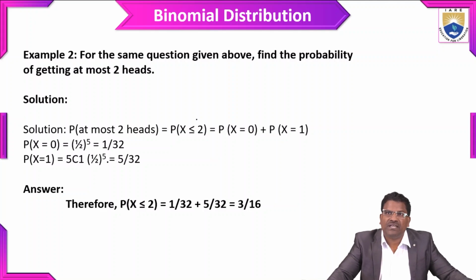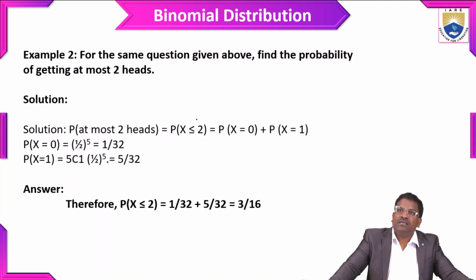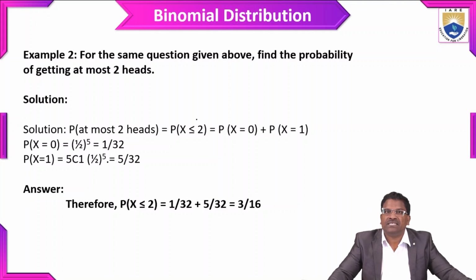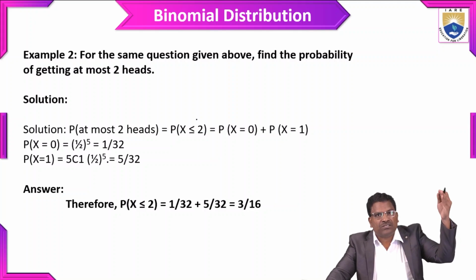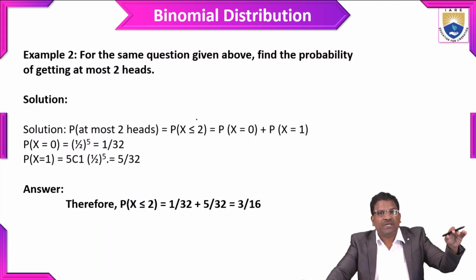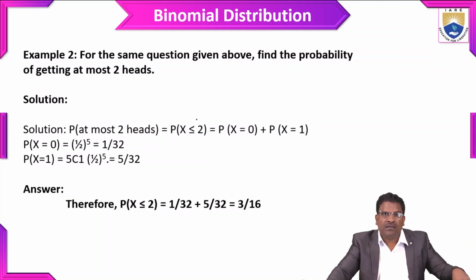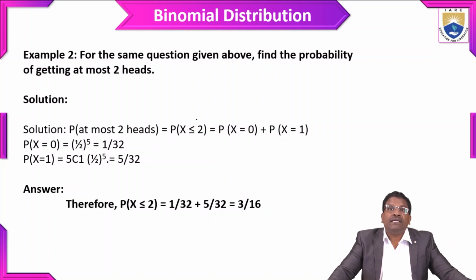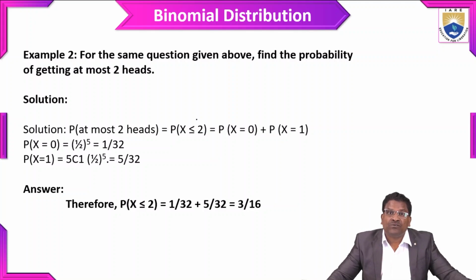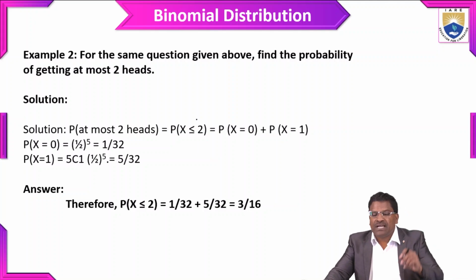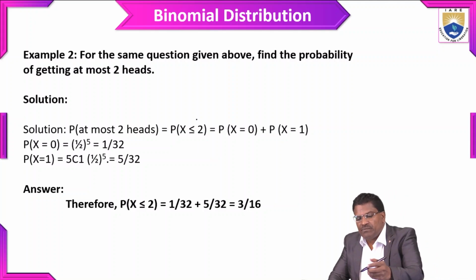For the same question given above, find the probability of getting at most 2 heads. Here in probability, some specific terminology is there. At least means that much should be there, more than that also will come. Exactly means up to that much only. At most means that is the most, and below that also will be there. Here, P of getting at most 2 means P of x less than or equal to 2.